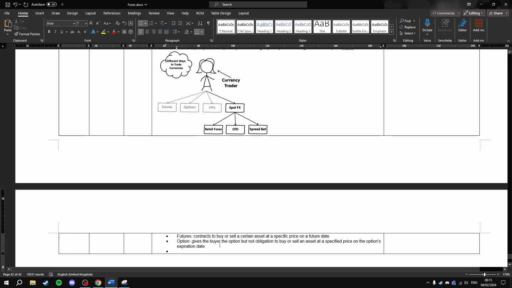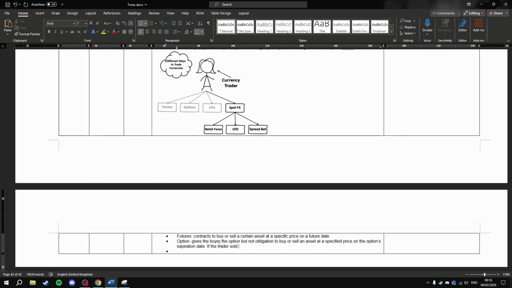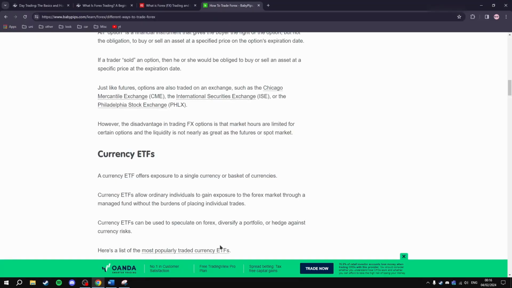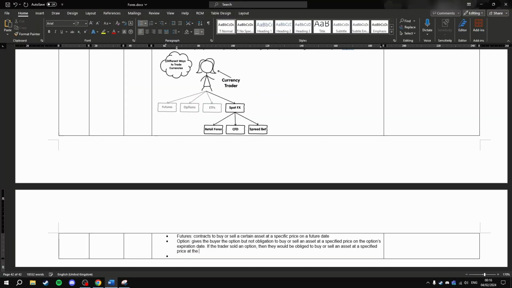So if the trader sold an option, then he or she would be obliged to buy or sell an asset at a specified price at the expiration date.